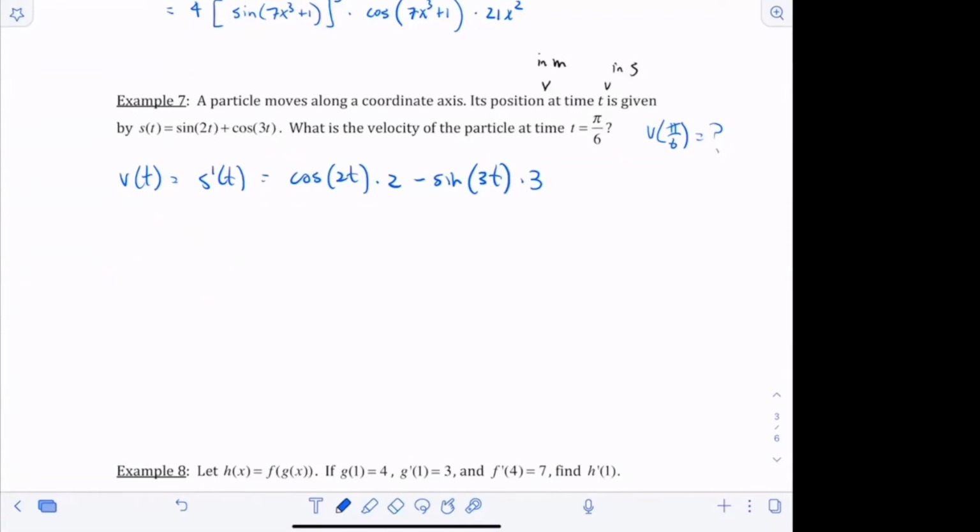All right. So we know that we want to plug in pi over 6. So v of pi over 6 is going to be equal to 2 times cosine of, I like to write the constant in front if I rewrite it, 2 times pi over 6, which is just pi over 3. And then minus 3 times sine of 3 times pi over 6, which is just pi over 2. So we just have to figure out what those things are.